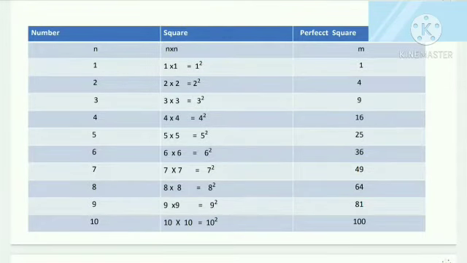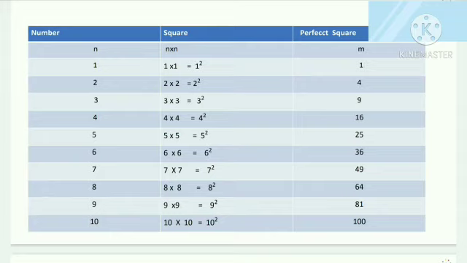Here we can see some squares and perfect squares. 1: the square is 1 into 1, which is 1 square. Perfect square is 1. 2: 2 into 2 is 2 square. Perfect square is 4. 3: 3 into 3 is 3 square. Perfect square is 9. 4: 4 into 4 is 4 square. Perfect square is 16.